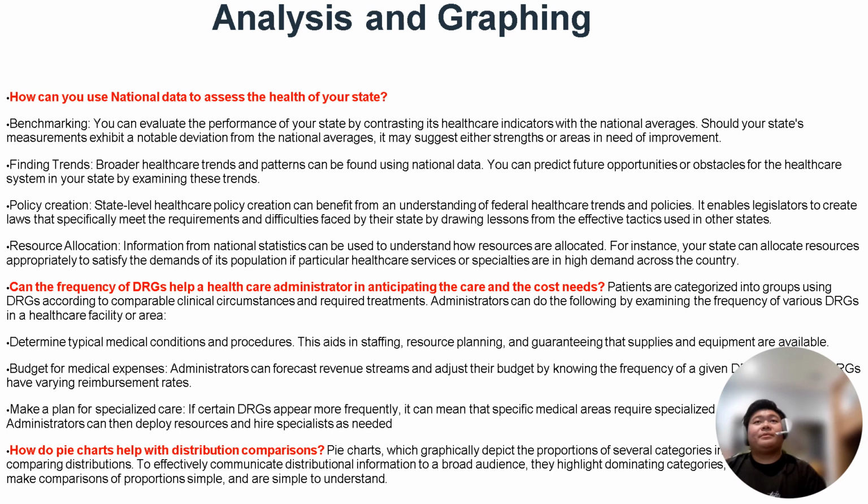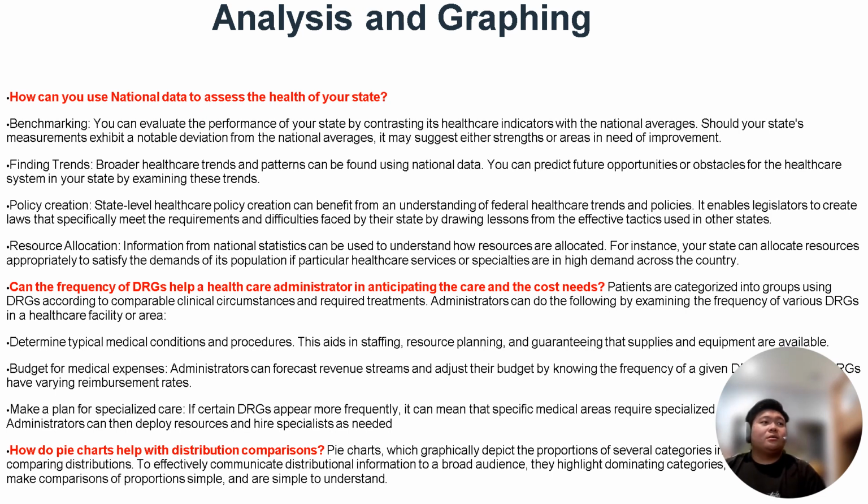Budget for medical expenses. Administrators can forecast revenue streams and adjust their budget by knowing the frequency of a given DRG, as different DRGs have varying reimbursement rates. Make a plan for specialized care. If certain DRGs appear more frequently, it can mean that specific medical areas require specialized services or knowledge. Administrators can then deploy resources and hire specialists as needed.